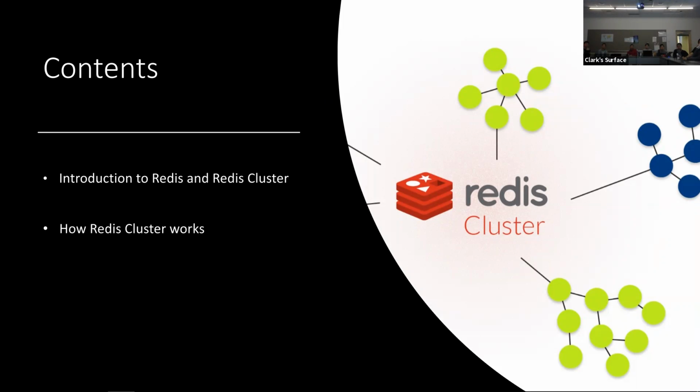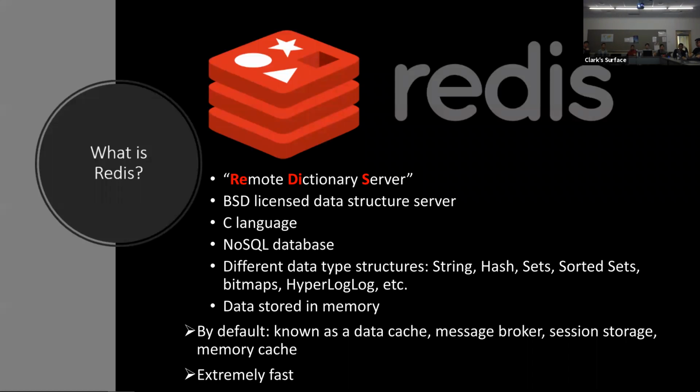So I'm just gonna do a quick introduction about Redis and Redis Cluster and how it works. So Redis stands for Remote Dictionary Server, and it is an open source server written in C language, which makes it very fast, and it is a NoSQL database. It can hold different kinds of data structures like hashes, sorted sets, and HyperLogLog, which is apparently a very powerful algorithm that Kevin's gonna later learn in his courses.